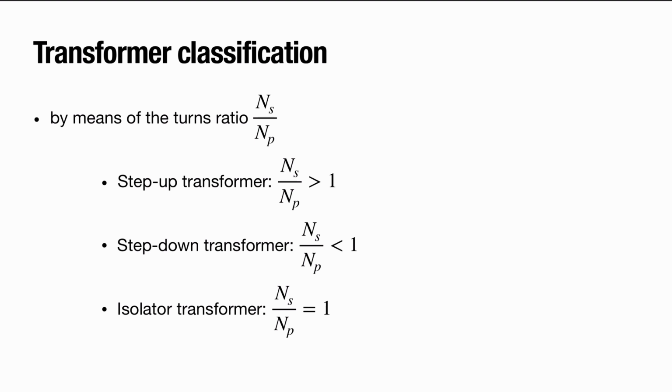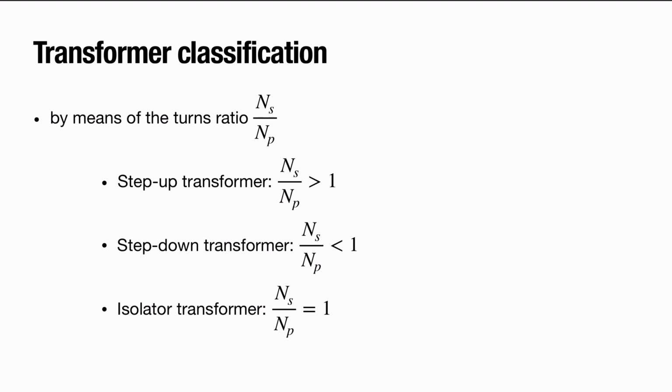Now, a step-up transformer, a transformer that increases or amplifies the voltage, will always have a turns ratio that's larger than 1. In other words, the windings on the secondary side will be larger than the windings on the primary side. Whereas a step-down transformer will have a turns ratio less than 1. Hence, the number of windings on the secondary side will be less than the windings on the primary side.